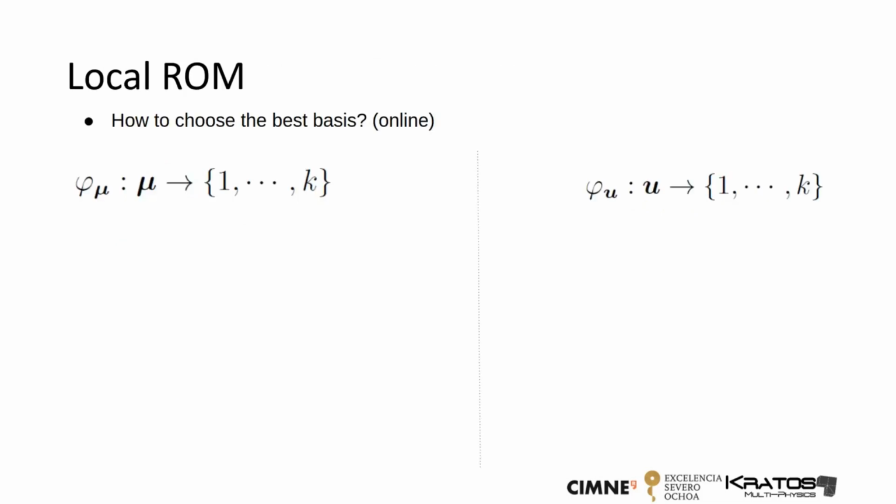Now, online, how do you choose the best basis? Basically, well, I found 2 ways. One, either with the parameters, you get a mapping from the parameter space to each of the bases, or you get a mapping from the solution to each one of the bases. Of course, you would not use U, but you will use the small representation, right?